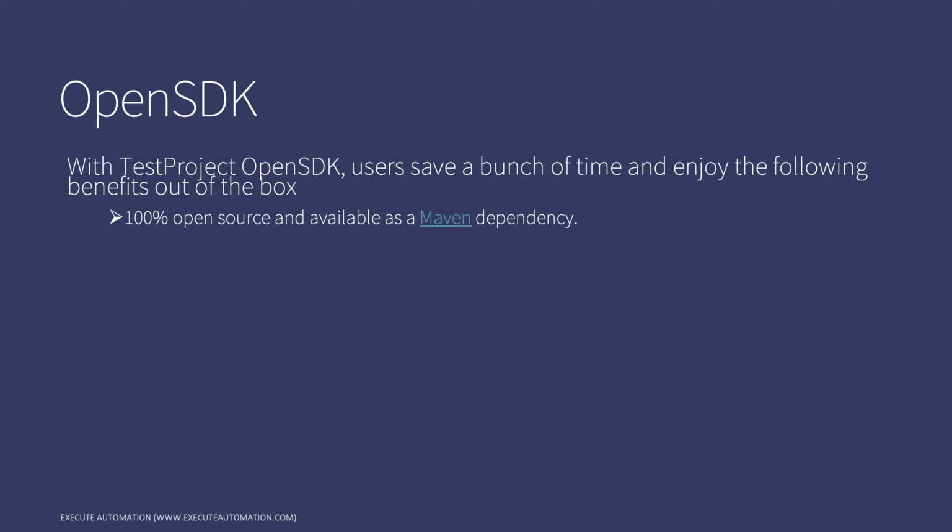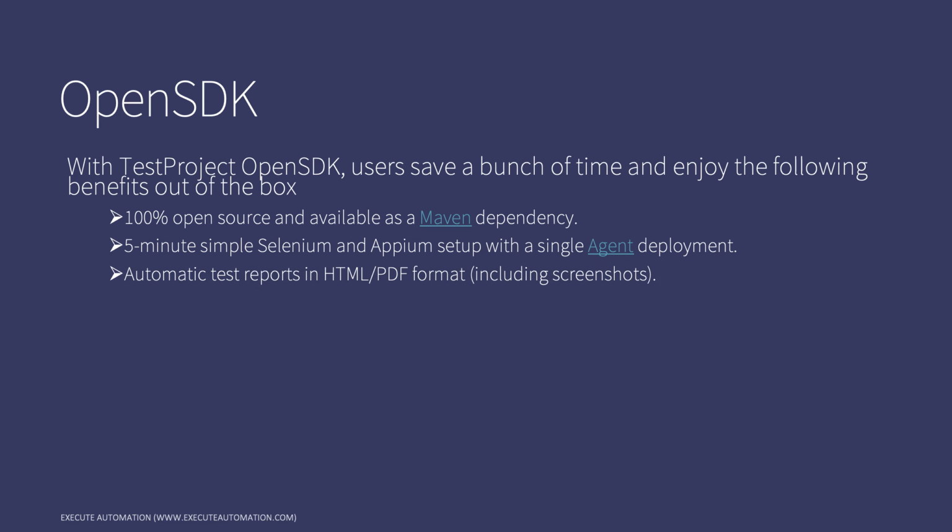All the code is available and you can directly use it through the Maven dependencies, and a 5 minute simple Selenium and Appium setup with single agent deployment. That is nothing but the installation of the agent itself within your machine. And then automatic test reporting in HTML and PDF reports, including the screenshots. So this is one of the most interesting concepts of the OpenSDK itself.